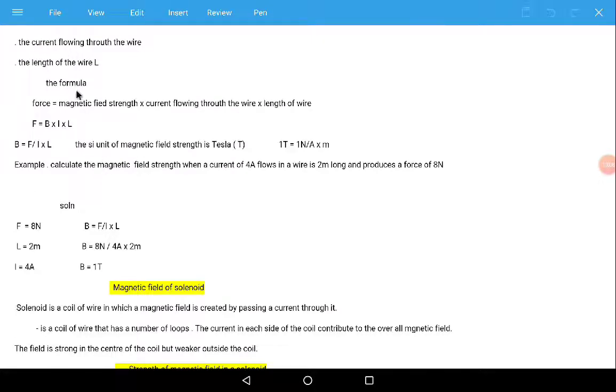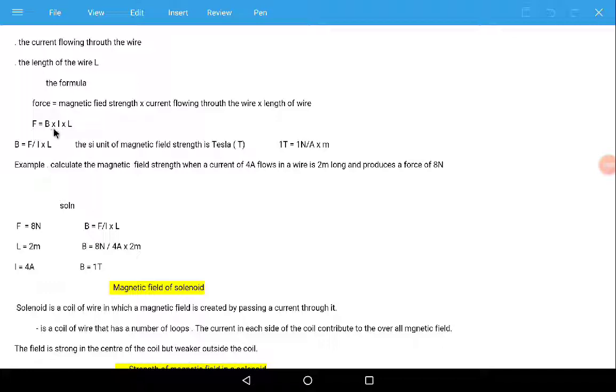Now the formula: magnetic force is equal to magnetic field strength multiplied by the current flowing through the wire multiplied by the length of the wire. Symbolically, force F equals magnetic field strength B multiplied by current I multiplied by length L. So magnetic force is equal to magnetic field strength multiplied by electric current multiplied by length. Now how to solve for the magnetic field?